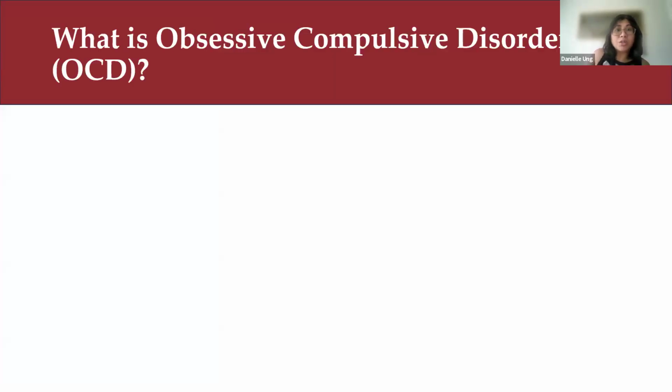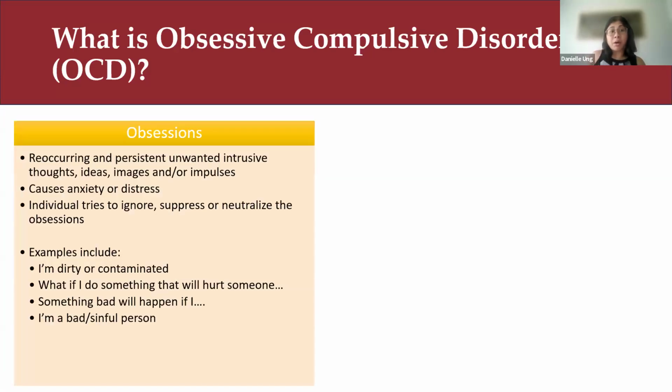All right. So what is OCD? Okay, so what is obsessive compulsive disorder? Obsessive compulsive disorder contains both obsessions and compulsions. And the first bit we'll be talking about are the obsessions. So obsessions are these recurring and persistent, unwanted, intrusive thoughts, ideas, images, or impulses that the person might have.